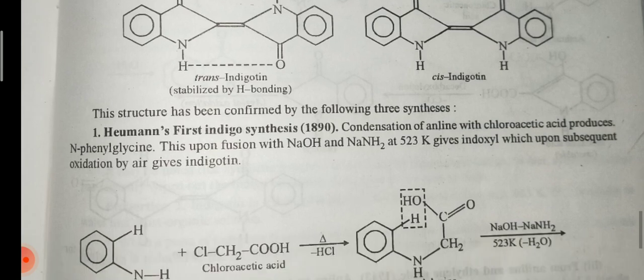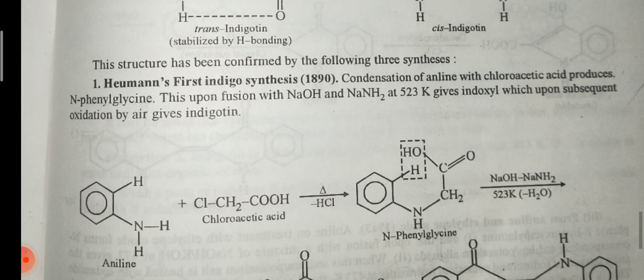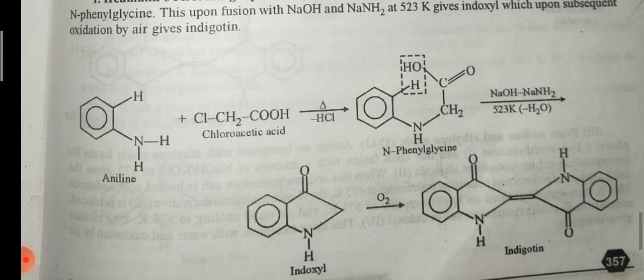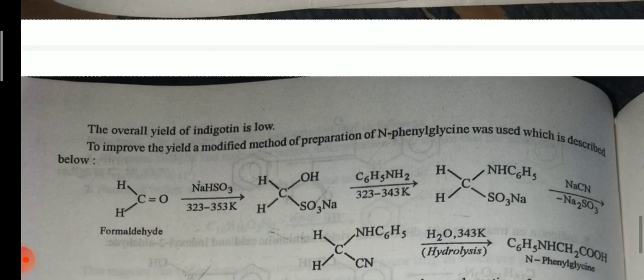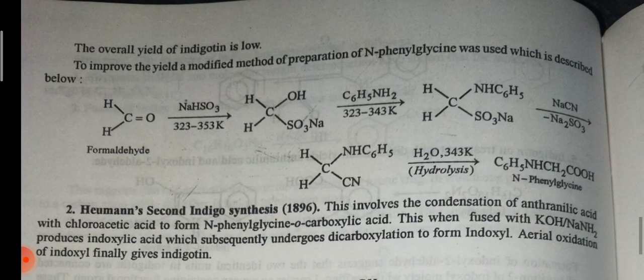Heumann's first indigo synthesis, in 1890. Condensation of aniline with chloroacetic acid produces N-phenylglycine. This upon fusion with NaOH and NaNH2 at 523 Kelvin gives indoxyl, which upon subsequent oxidation by air gives indigotine. The overall yield of indigotine is low. To improve the yield, a modified method of preparation of N-phenylglycine was used, which is described below.